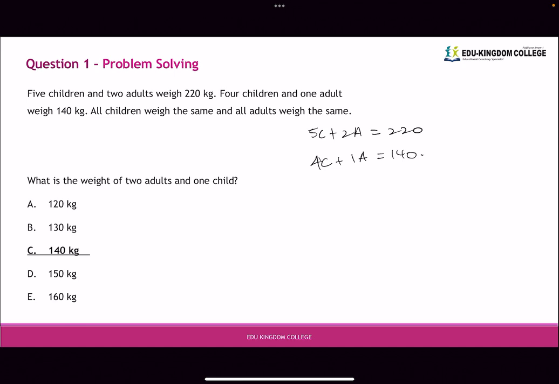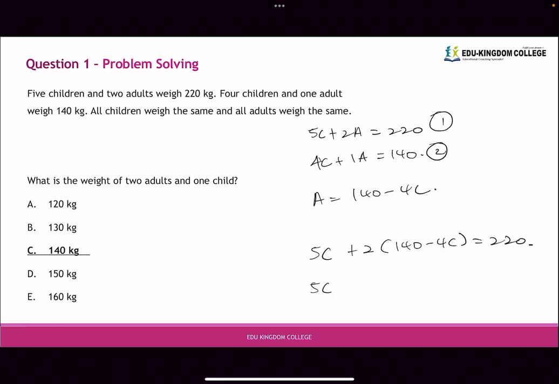I'm going to use substitution in this case. Using this second equation here, a equals 140 minus 4c. If I sub that back into the first equation, then 5c plus 2 times (140 minus 4c) equals 220.